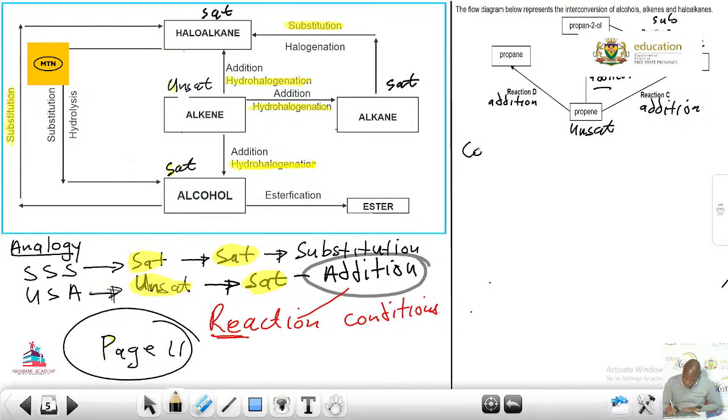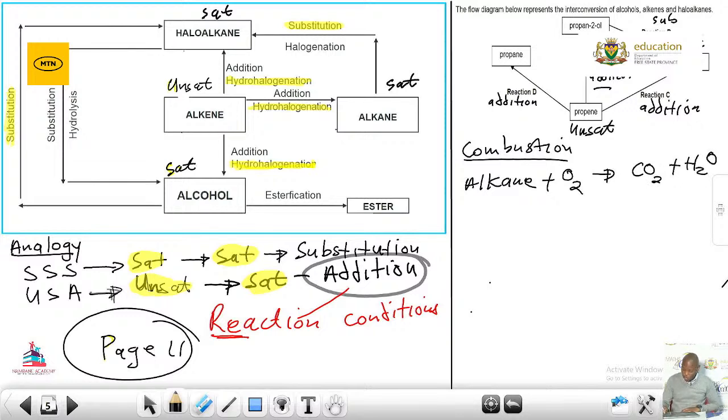Furthermore, we still have our combustion reaction, and this combustion is for alkanes. So where we have an alkane that now reacts with excess oxygen, the products will always be carbon dioxide and H2O. Look for that also and be able now to label everything thereafter.